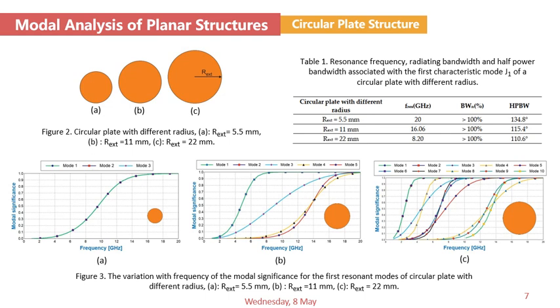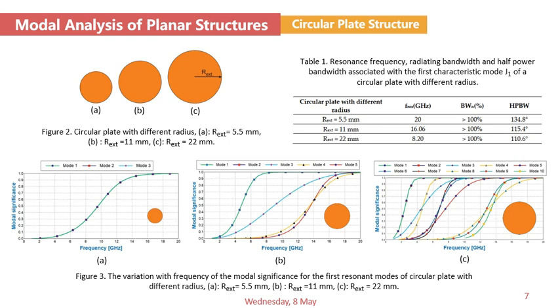The frequency variation of the modal significance for the first resonant mode of the circular plates with different radii is shown in figure 3. As we can observe, the first circular plate with a radius of 5.5 mm has 3 degenerate resonant modes, while the second circular plate with a radius of 11 mm has 5 degenerate resonant modes, and the circular plate with a radius of 22 mm has 10 degenerate resonant modes.